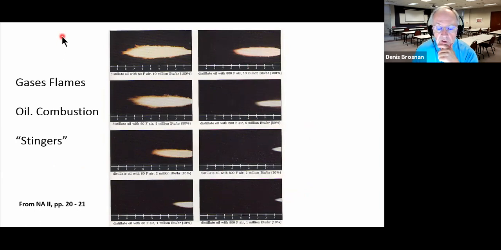But there are another couple of things to notice here. Notice how jagged the flame is here. Looks like a feather almost. And that means that combustion is taking place not in a uniform manner right on the front of the flame, particularly at low temperature.